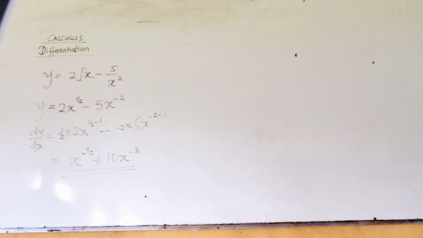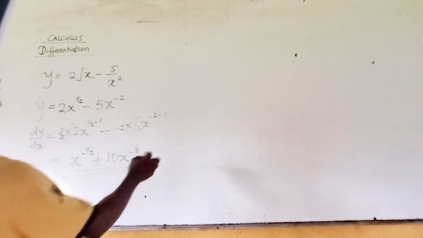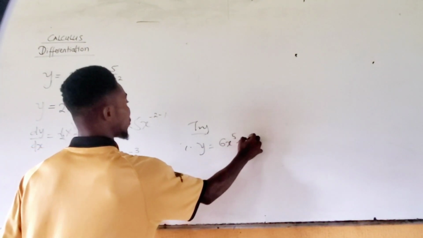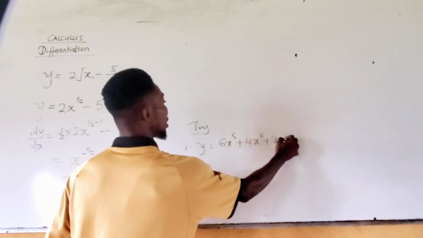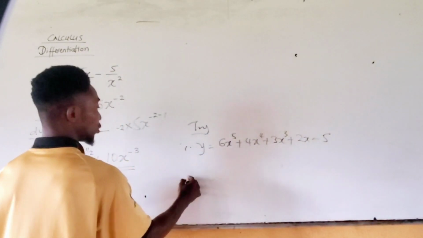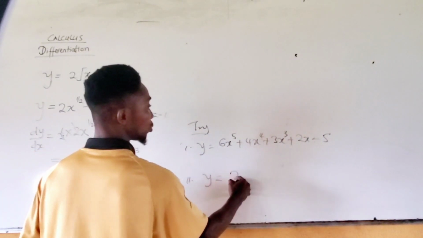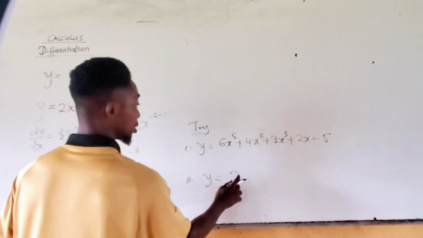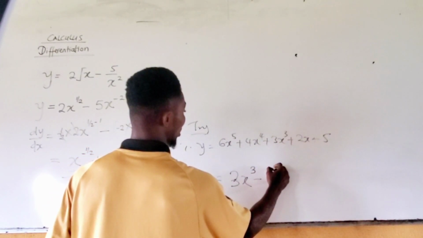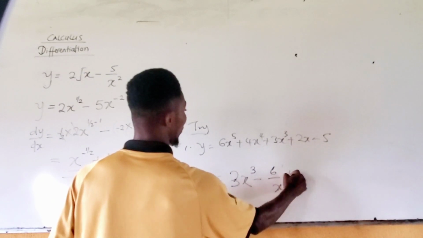So you try this as an assignment. Number 1: try y equals 6x raised to the power 5 plus 4x to the power 4 plus 3x cubed plus 2x minus 5. Number 2: solve also 3x raised to the power 3 minus 6 all over x plus 4.